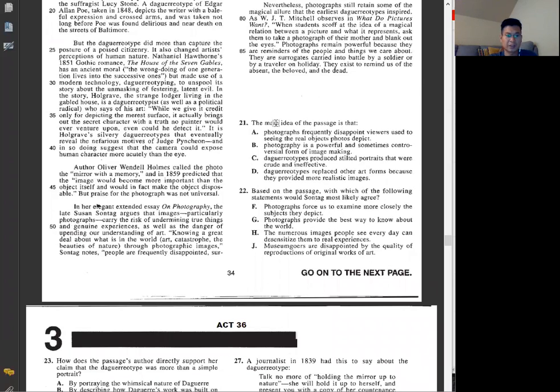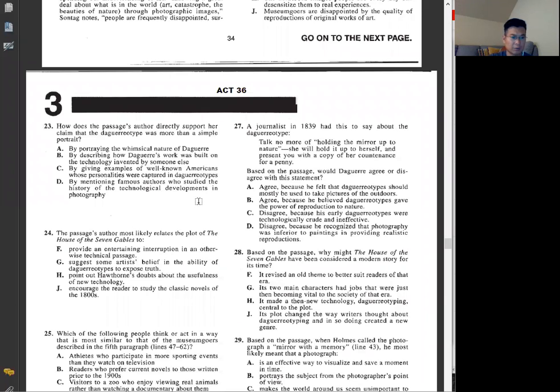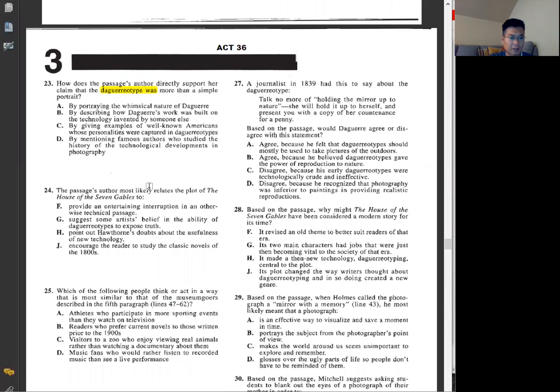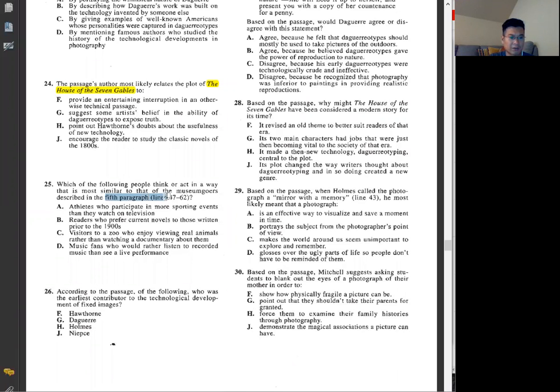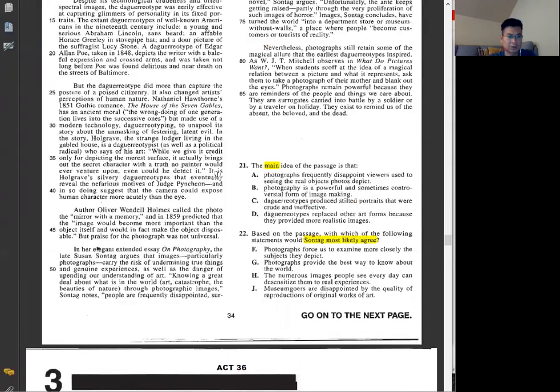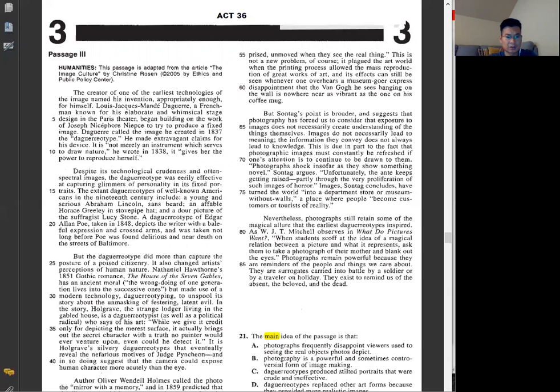So if you go to question 21, main idea, and then 22, based on the passage, which of the following statements would Sontag most likely agree with. As soon as you see Sontag, you can come back to this one. And then 23, which passage the author directly supports the claim that it was a more simple portrait. And then 24, the plot of The House of the Seven Gables. And then the 5th paragraph, lines 47 to 62. So you go to line 62 and mark it with the question number, which I think is 25.